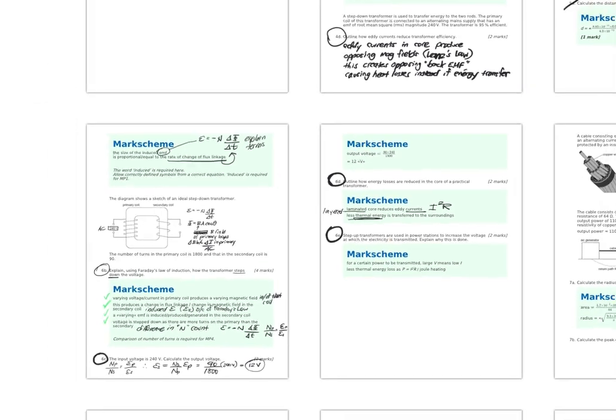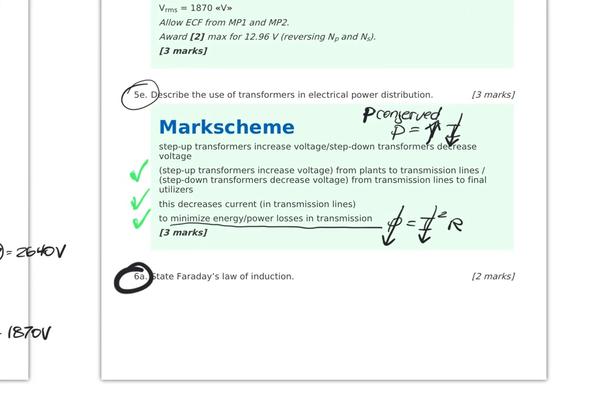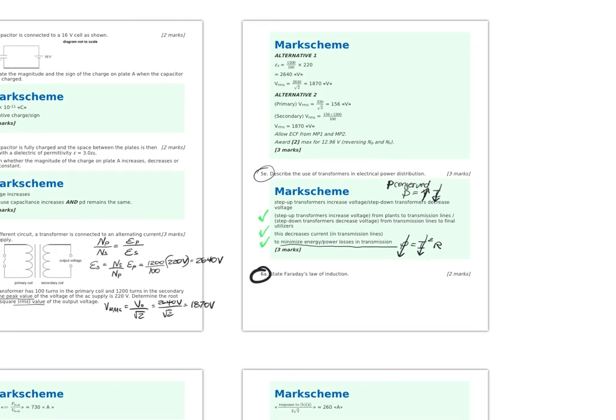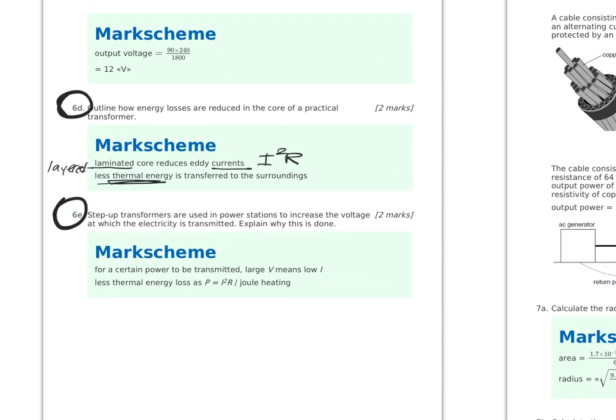And then 6E is 5E. It's like the same thing. Why do they use transformers in electrical power distribution? I would say see 5E. It's pretty much the same question. Instead of 3 marks, it's 2 marks, because the question gives more detail in 6E and requires less detail than 5E does, but it's pretty much the same as 5E.